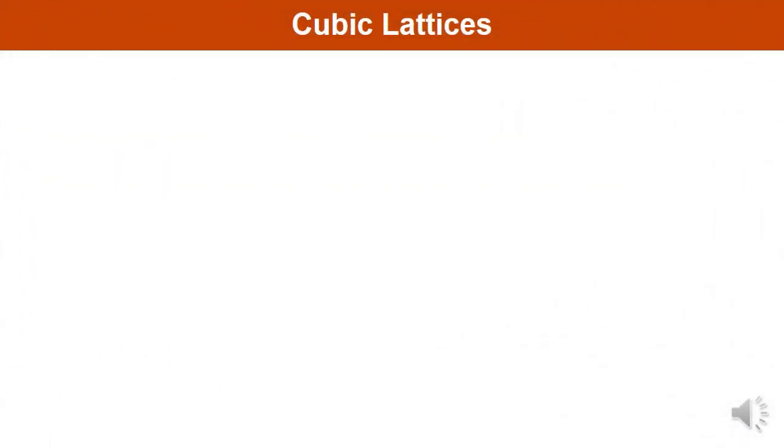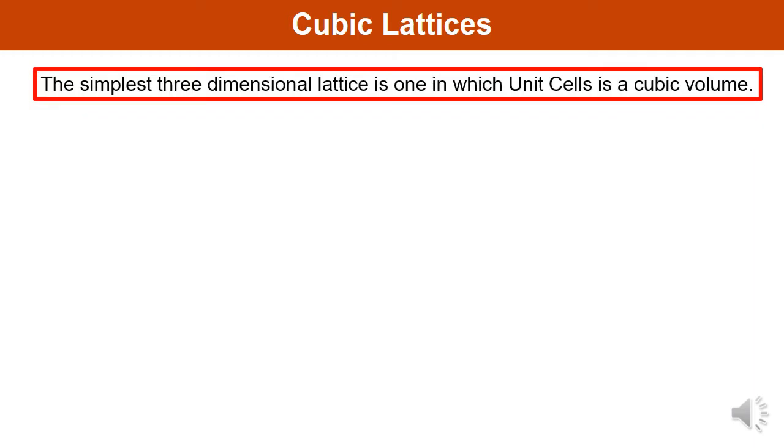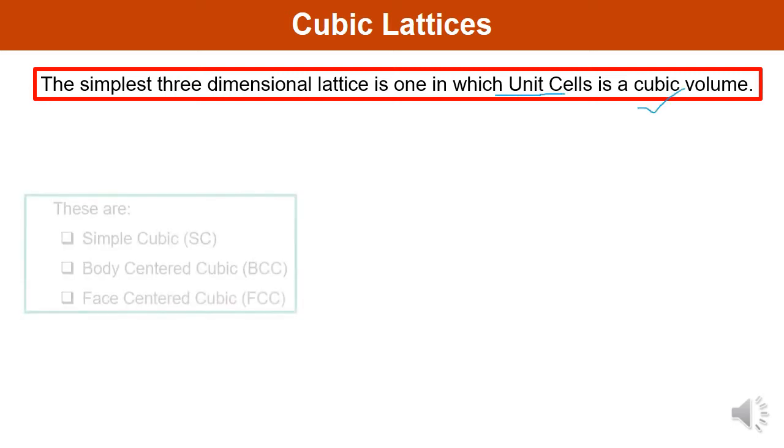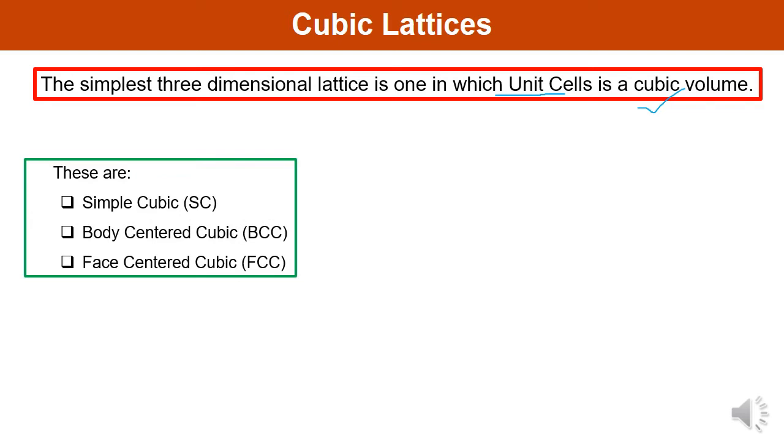Now you have to study the cubic lattices. What do you mean by this? I have already explained the terms lattices and cubic lattices. How many types of cubic lattices are there? See, the simplest three-dimensional lattice is one in which the unit cell is a cubic volume. There are three types of cubic lattices: simple cubic, body-centered cubic and face-centered cubic.